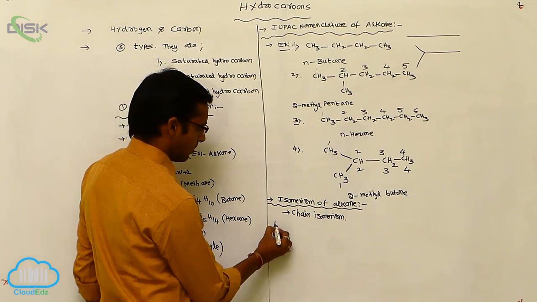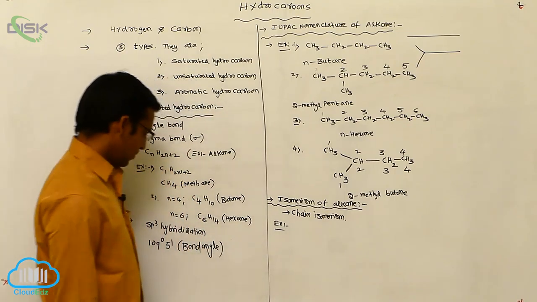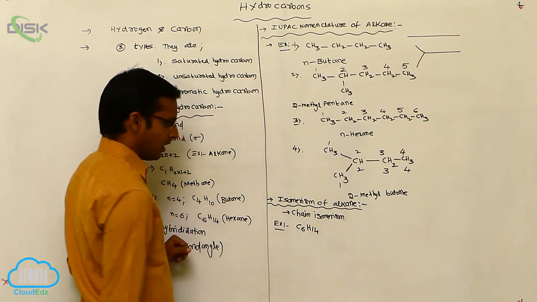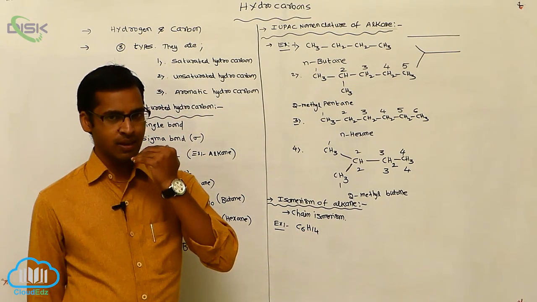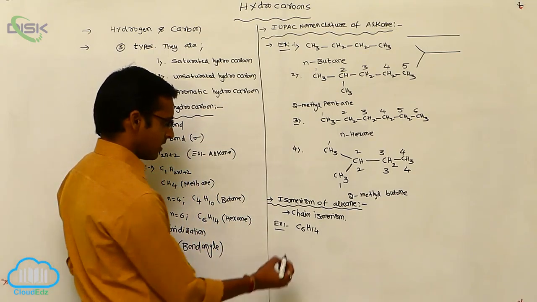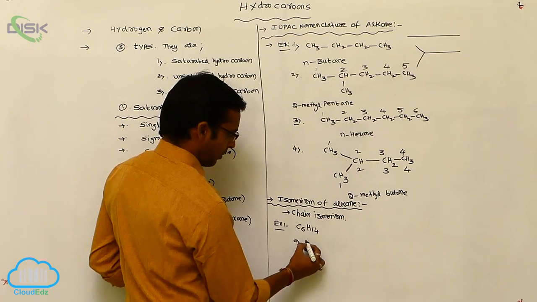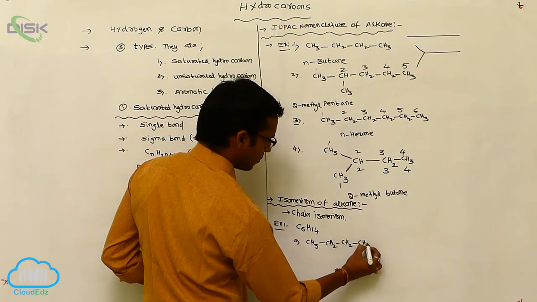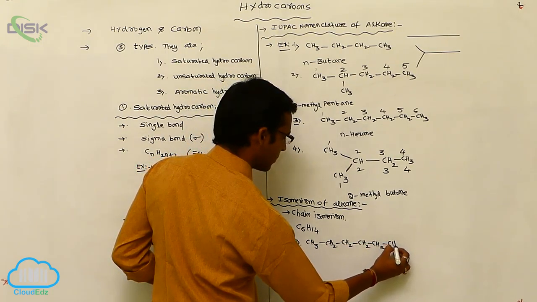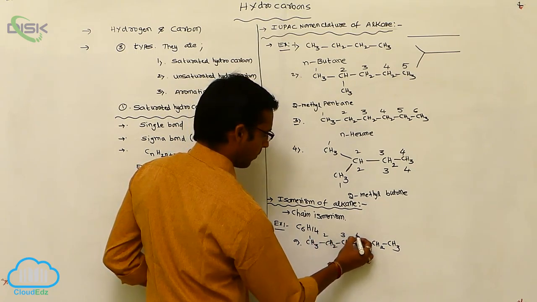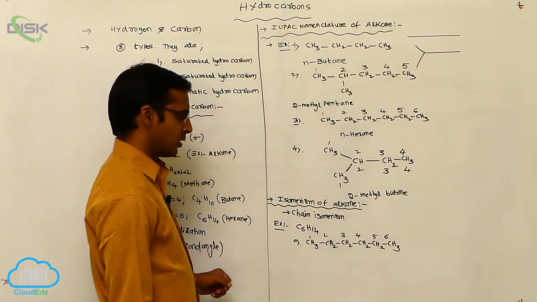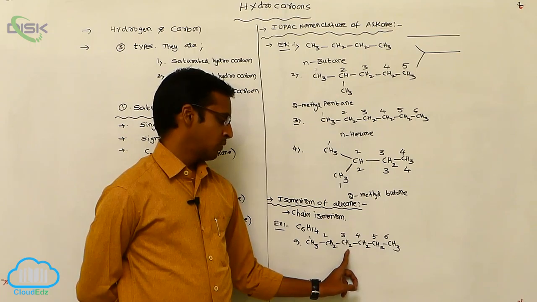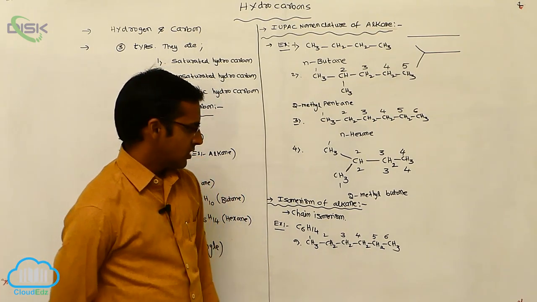For example, this one, hexane. What is your hexane formula? C6H14. Okay, the C6H14 exhibits different types of chain isomers. Like, for example, if you write a straight chain, how many carbons are there total? 6 carbons. CH3, CH2, CH2, CH2, CH2, CH3. See here, 1, 2, 3, 4, 5, 6. 6 carbons are there. Total how many hydrogens here? 14. 3 plus 2, 5, 5 plus 2, 7, 7 plus 2, 9, 9 plus 2, 11, 11 plus 3, 14. So this is your straight chain.